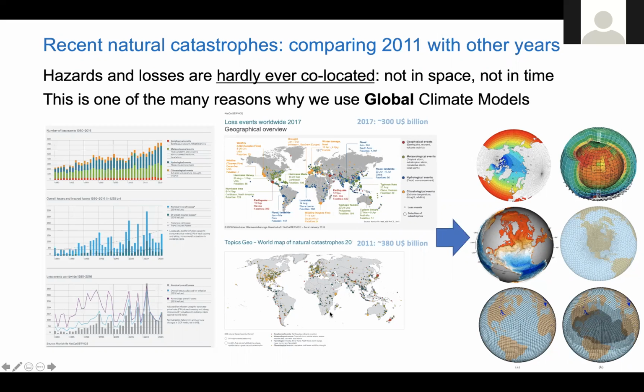And here at the bottom, we have the sort of recent benchmark here, 2011. These are natural catastrophes for the whole year, a loss of 380 US billion worldwide. 2017 was, well, I haven't looked at 2020 yet, but 2017 was the second largest loss, 300 US billion.